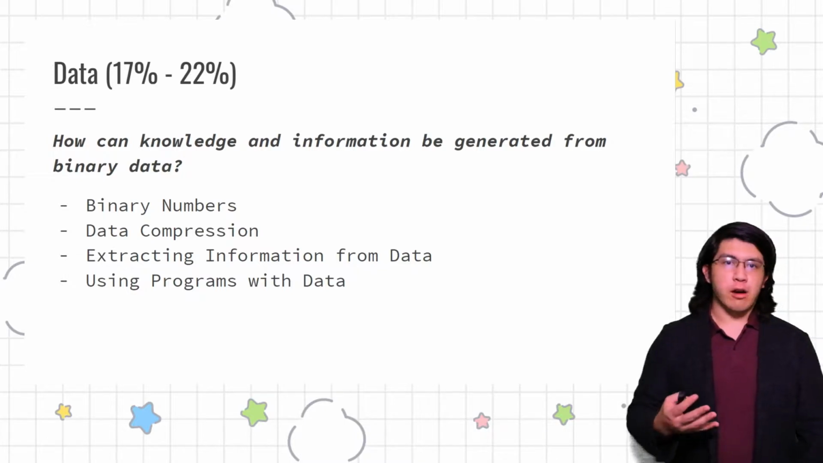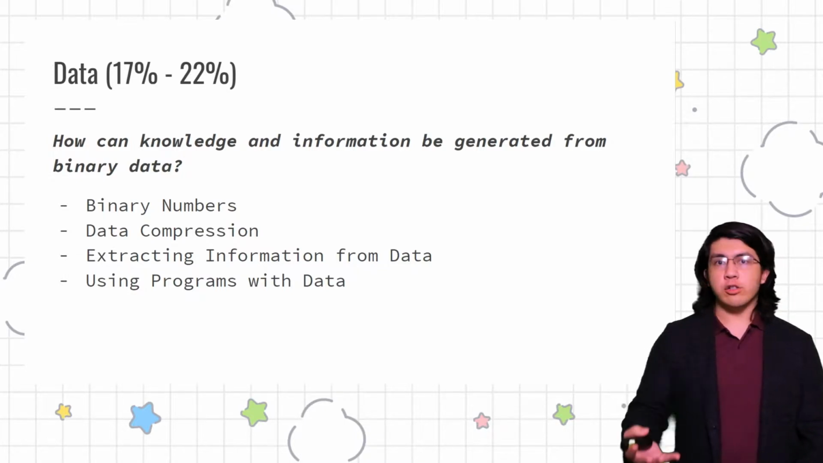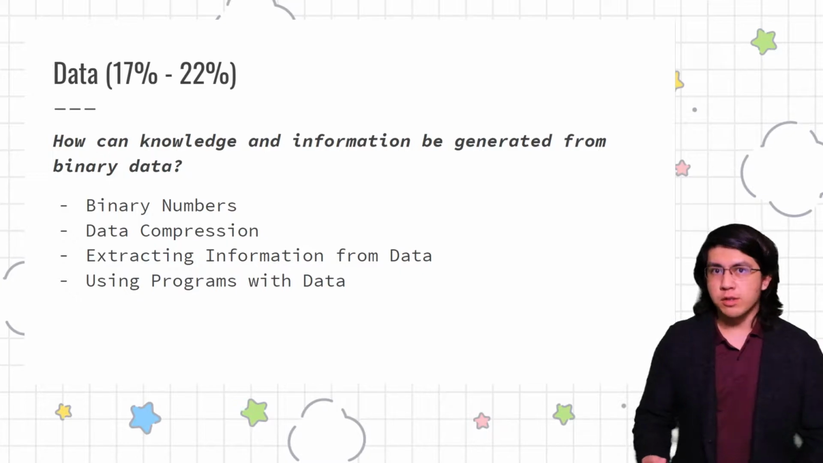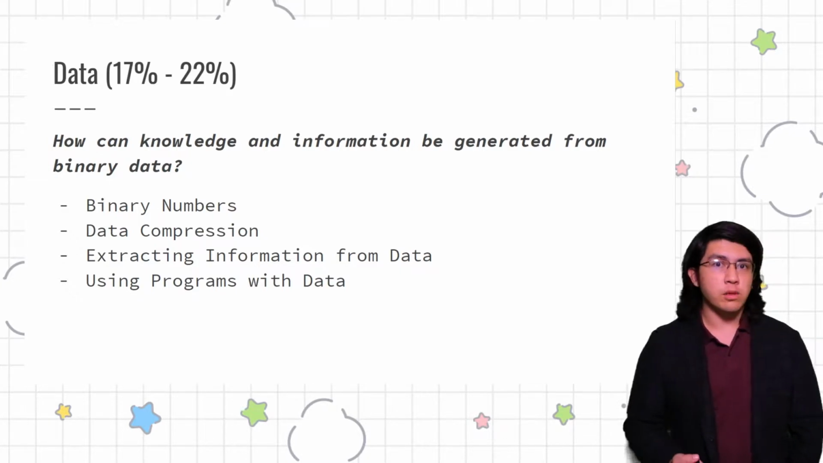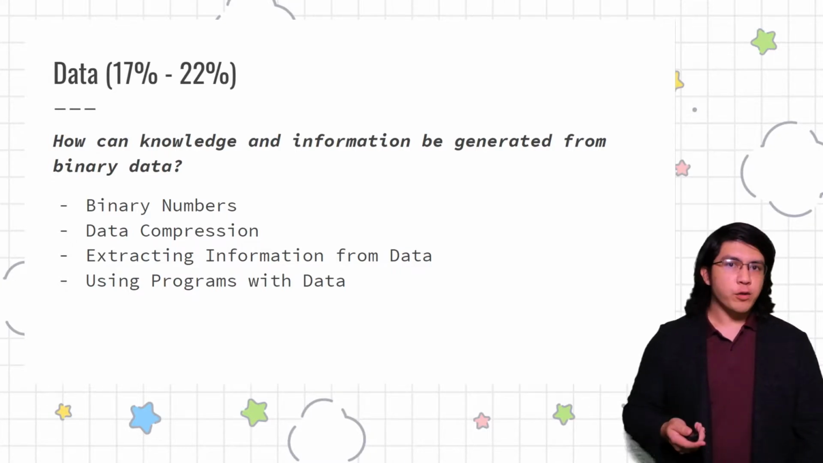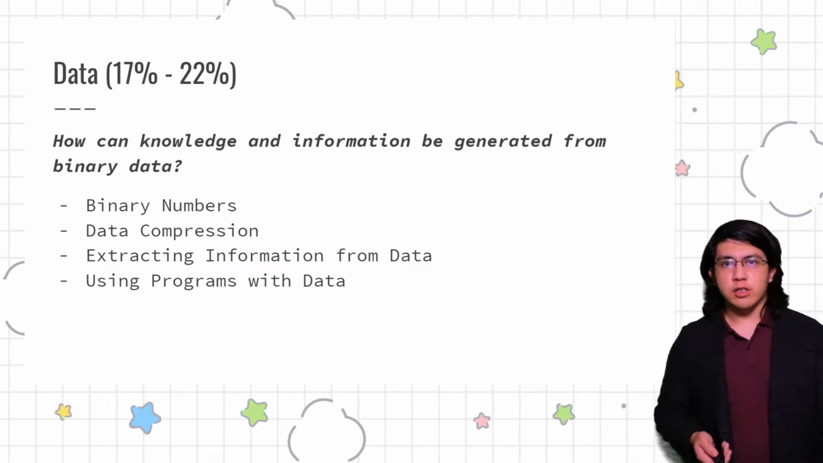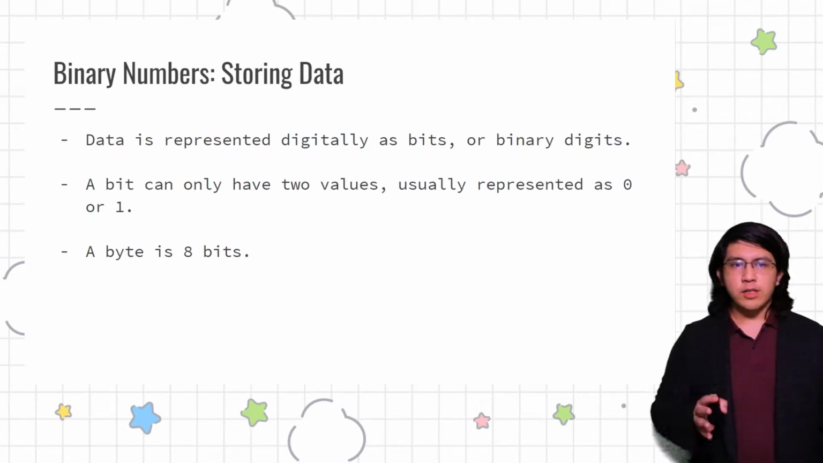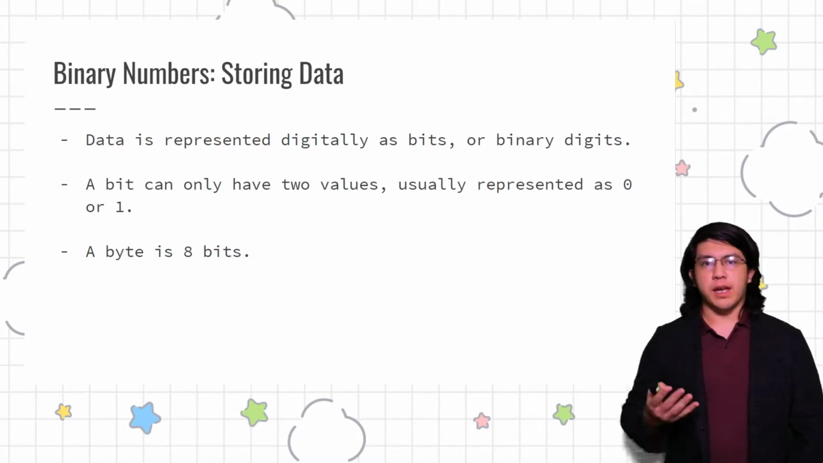In other words, how we can take electrons stored in physical computers and turn that into things we know, into pictures and characters and words. There's a lot of vocab to unpack and a couple of techniques, so let's jump right into it. The first thing we need to do is clarify what we mean by data.